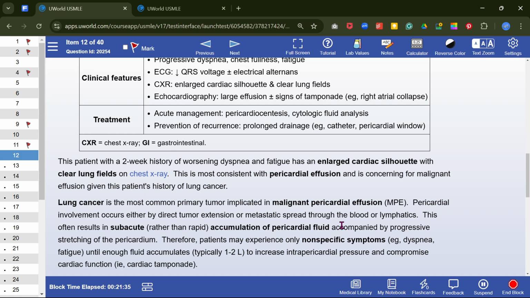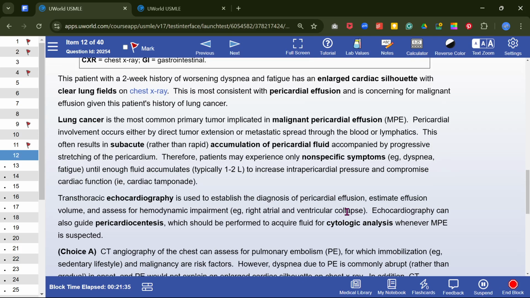In malignant pericardial effusion, pericardial involvement occurs either by direct tumor extension or malignant spread through the blood or lymphatics. This often results in subacute accumulation of the pericardial fluid accompanied by progressive stretching of the pericardium. Therefore, patients may experience only non-specific symptoms, dyspnea and fatigue, until enough fluid accumulates, typically 1 to 2 liters, to increase the intrapericardial pressure and compromise cardiac function.